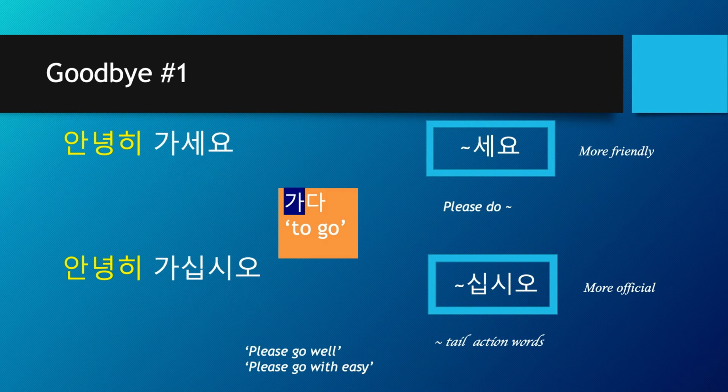안녕히 계세요. 안녕히 계십시오. Please be careful on the spelling. When you say 계세요, you use 요, 세요. When you use 십시오, it is 시오, not 시요. 계세요, 계십시오.